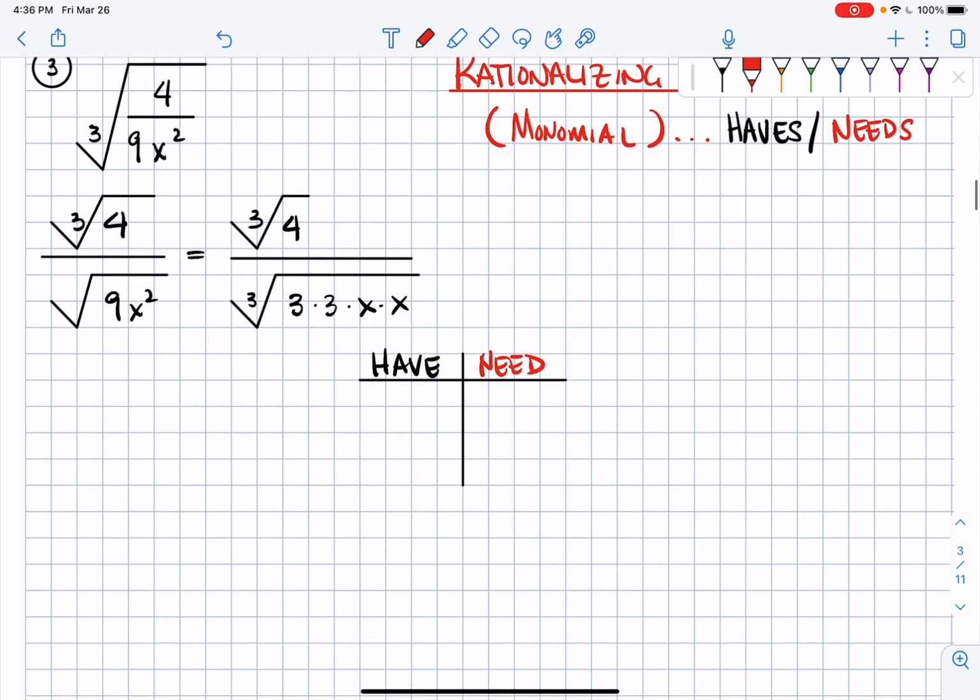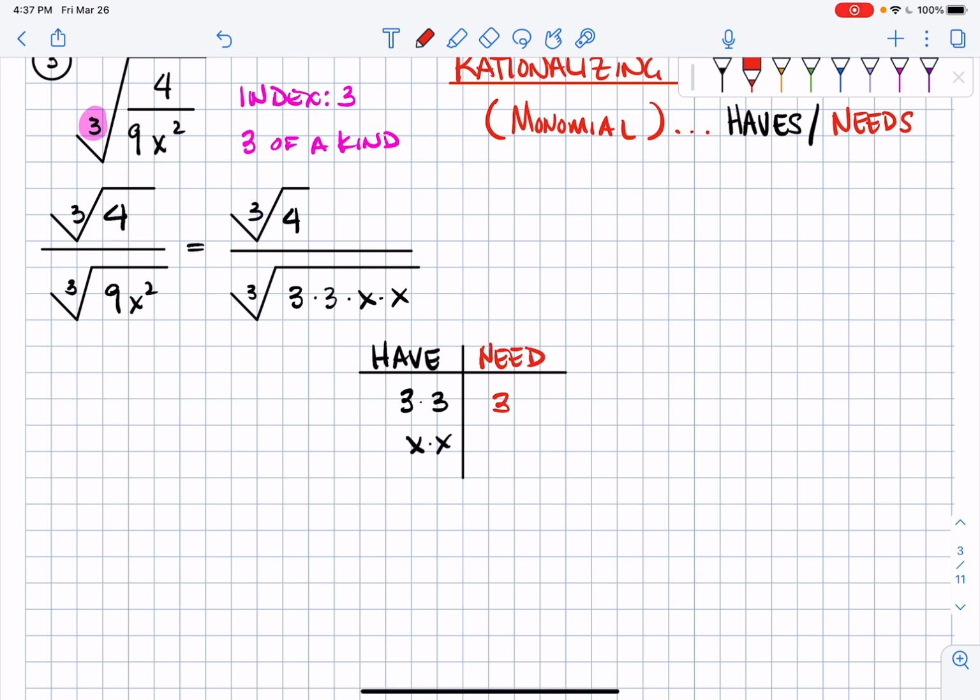So what do we have? Well, we have 2 3s and 2 x's. Since the index is a 3, right? That means we're looking for 3 of a kind. Okay, so if you notice, I already have 2 3s. I need a third 3, right, to make that 3 of a kind. And I need another x to make that 3 of a kind.